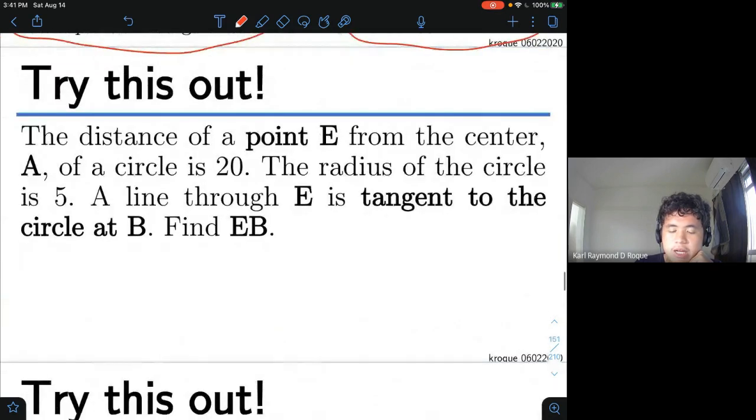So, I want you to try this. I'll give you 2 minutes. Let's see first if you can draw. Pero I'm sure you can. I want to give you 2 or 3 minutes to answer this problem.